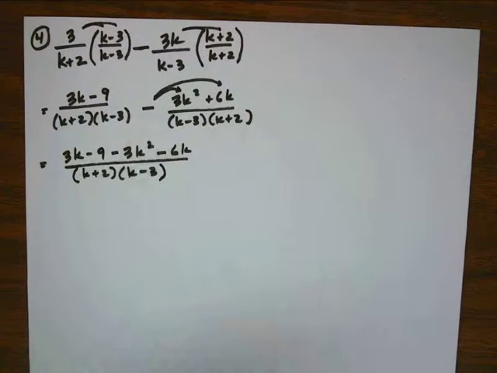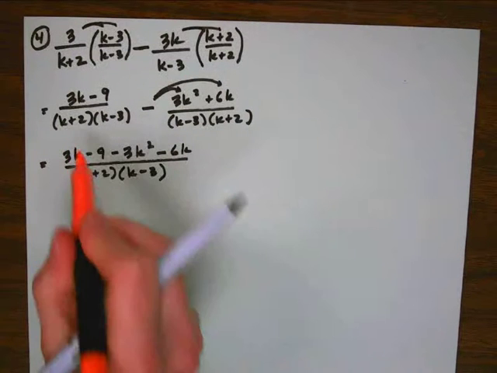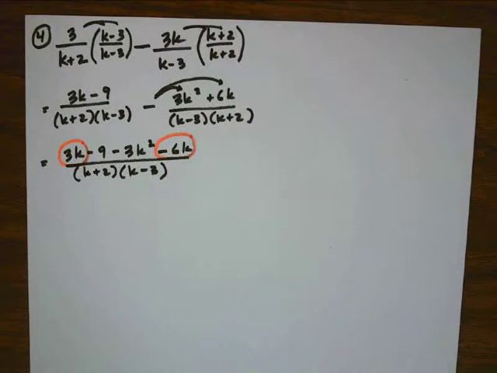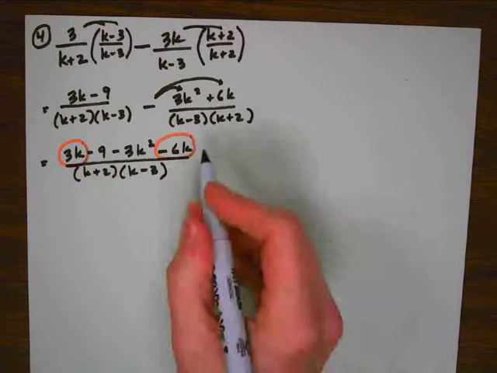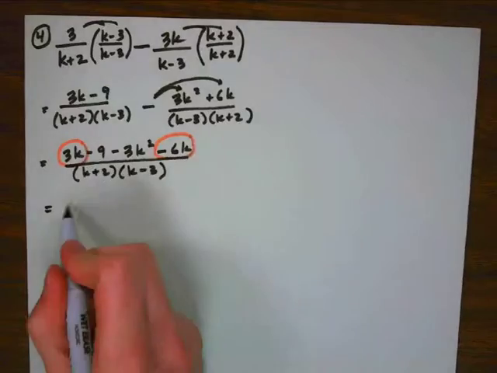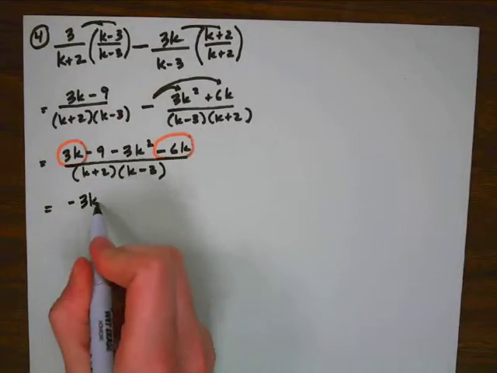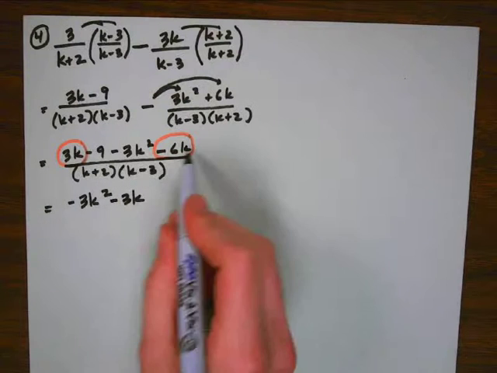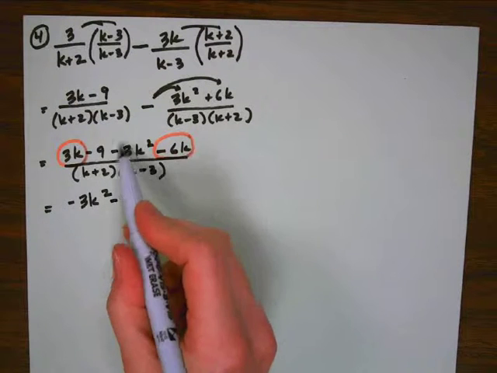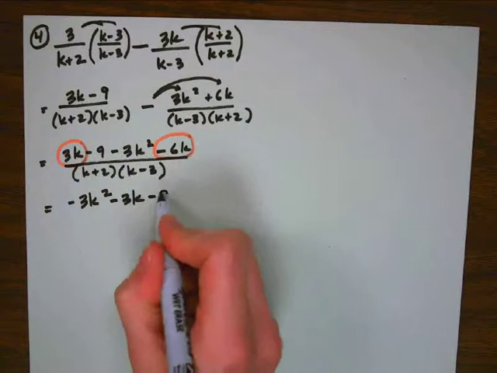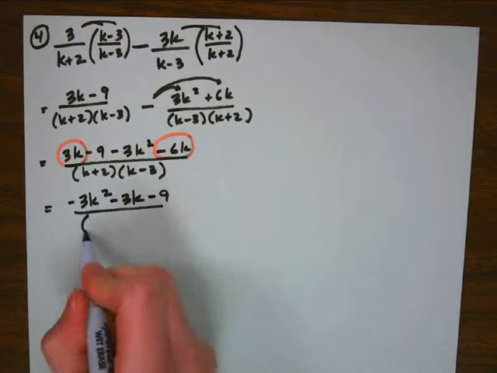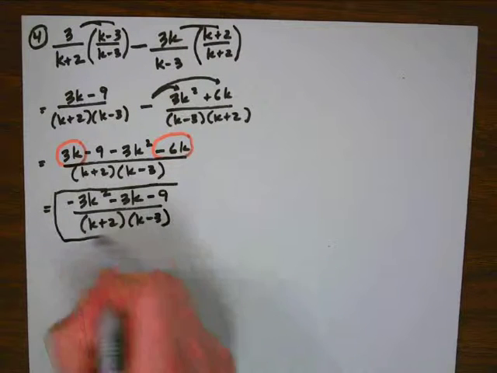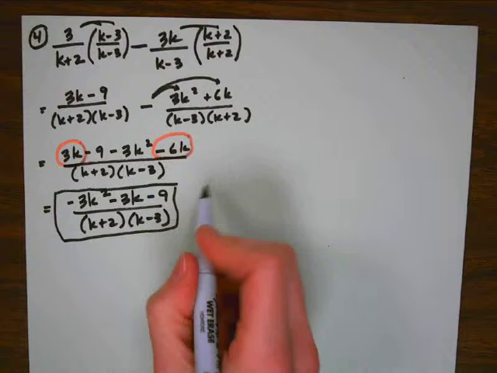And then the like terms that we have here, we've got the 3k, we have the minus 6k. So 3k minus 6k is negative 3k. So if we rewrite this, let's go ahead and put it in descending order, even though I believe in the answer it doesn't actually put it in descending order. 3k minus 6k is negative 3k. We're just moving this negative 3k squared up to the front, and then we have that negative 9 at the very end. k plus 2 and k minus 3, our common denominator on the bottom. And the answer for that one is A.